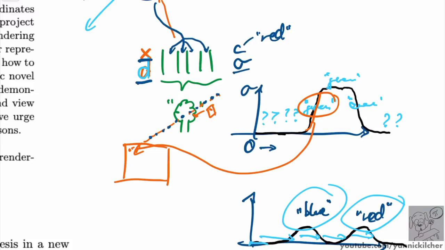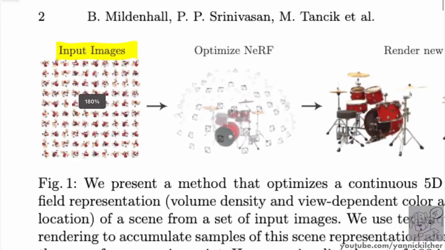What you're going to store is a neural network that can be queried from anywhere you want to look at the scene, and the neural network will tell you what you're going to see. It just happens that these things work extraordinarily well. So here's the process again, the task.